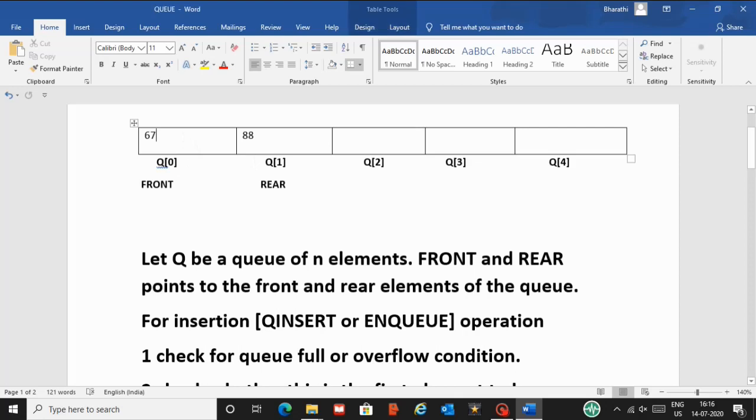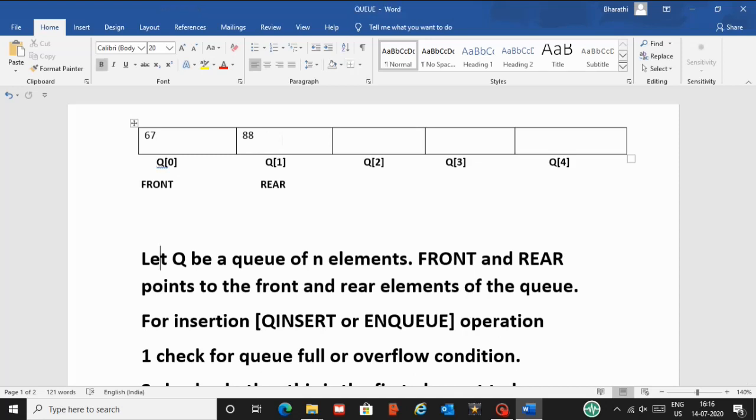So rare plus plus. When I am inserting, since the pointer which keeps track of insertion is rare, I am incrementing rare. Front is a pointer which keeps track of the element to be deleted, and rare is for the element which is inserted. So rare is incremented by 1, so it is 0 plus 1 which moves to the next location, that is Q of 1 location, and then I inserted Q of rare, that is Q of 1, is equal to 88. Hopefully you have understood this.